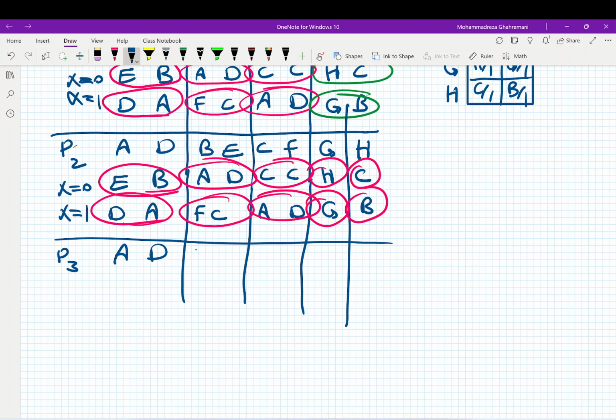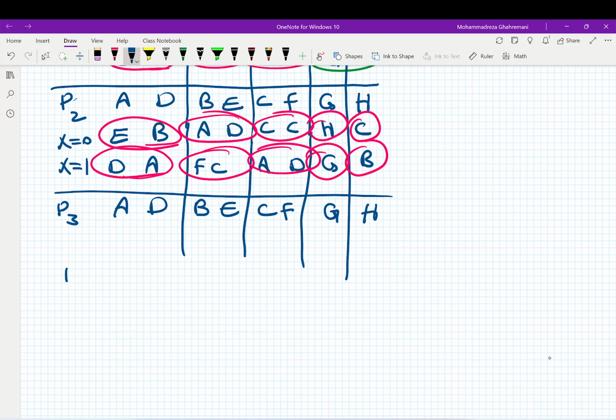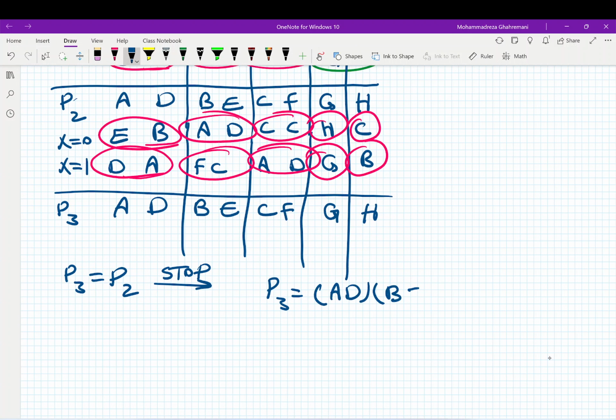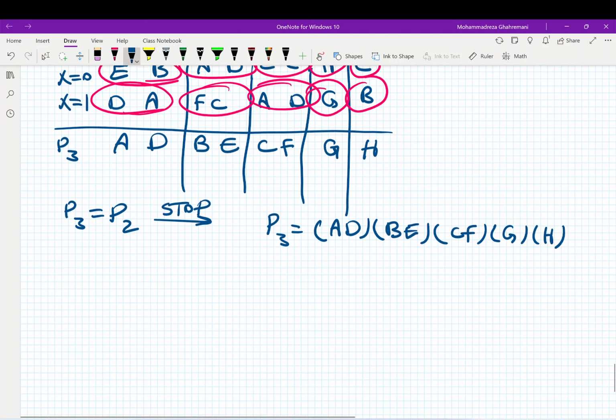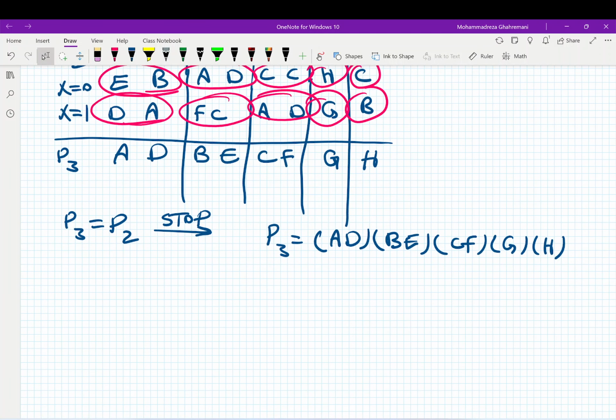Okay, so we keep here AD, BE, CF, GH, and we stop here because P3 is equal to P2. So we stop and we say P3 is equal to A and D together. They are redundant. B and E, redundancy. C and F, redundancy. The only two states that are identical are G and H.